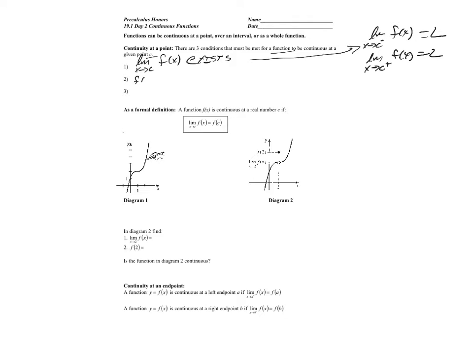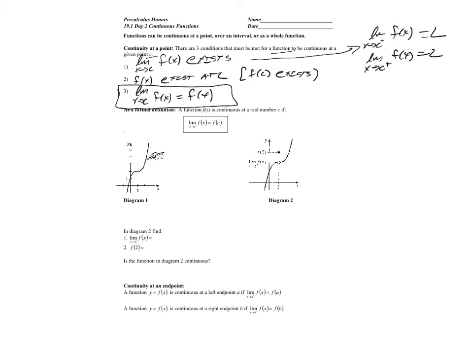Secondly, the function value must exist at c. Sometimes people might write this as f of c exists. And then next, and the last and most important condition, is that the limit as x tends to c of the function is equal to the function value at that point. It turns out that this last statement is the most important. So if you remember one thing, statement 3 is it.